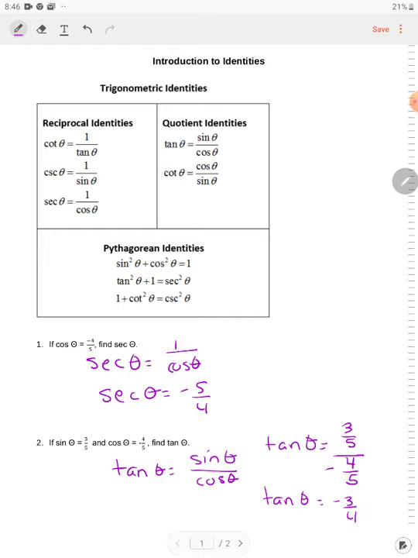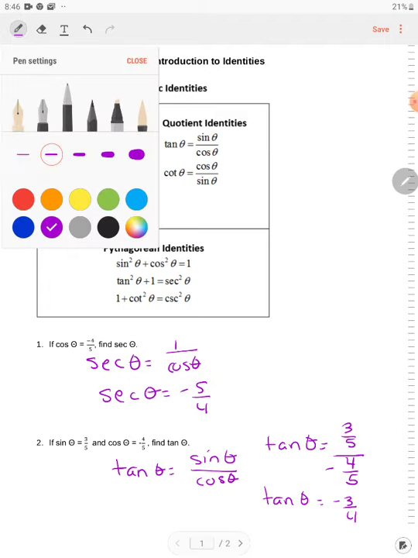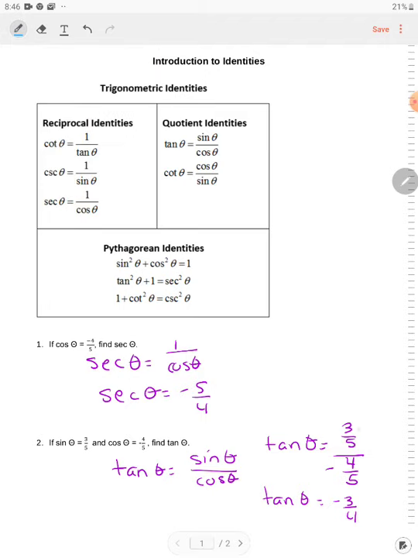Because if you recall from algebra, if you have a fraction on a fraction, that's called a complex fraction, your denominators divide out and you get negative 3/4.